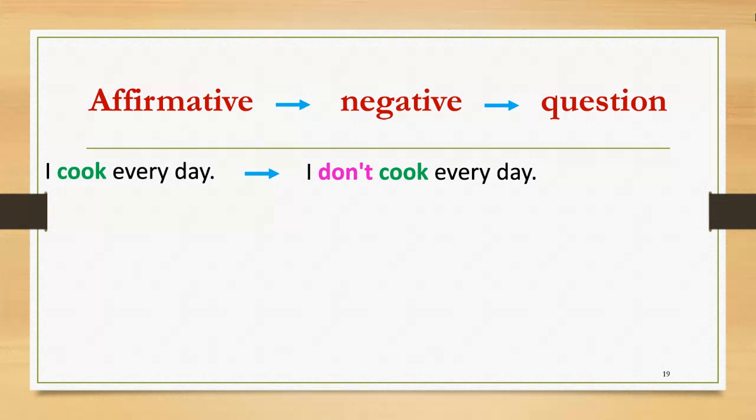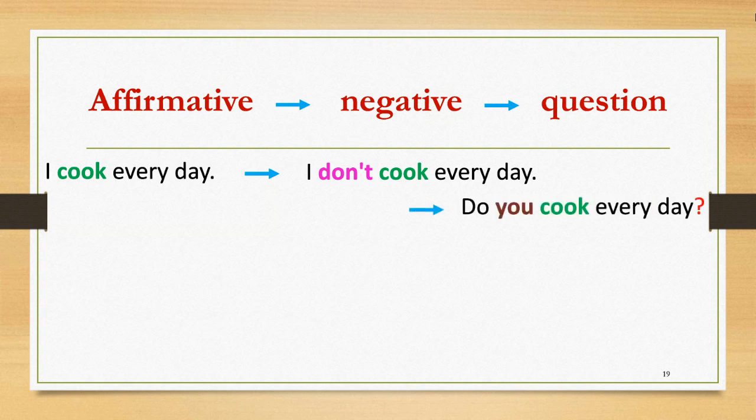So how do we make a question from this sentence? You have a few seconds to think it over. That's it. Do you cook every day? Do or does, then the subject, then the verb at the infinitive, then the question mark. Do you cook every day?